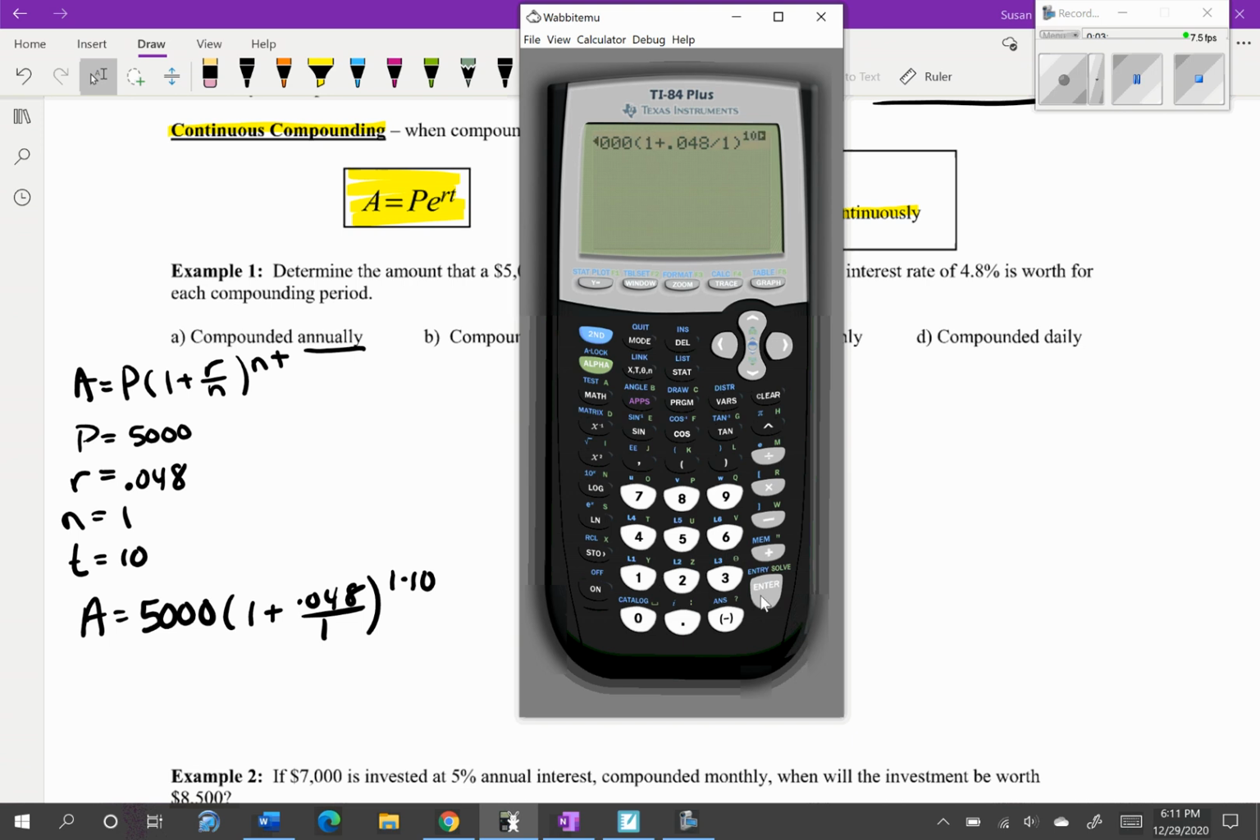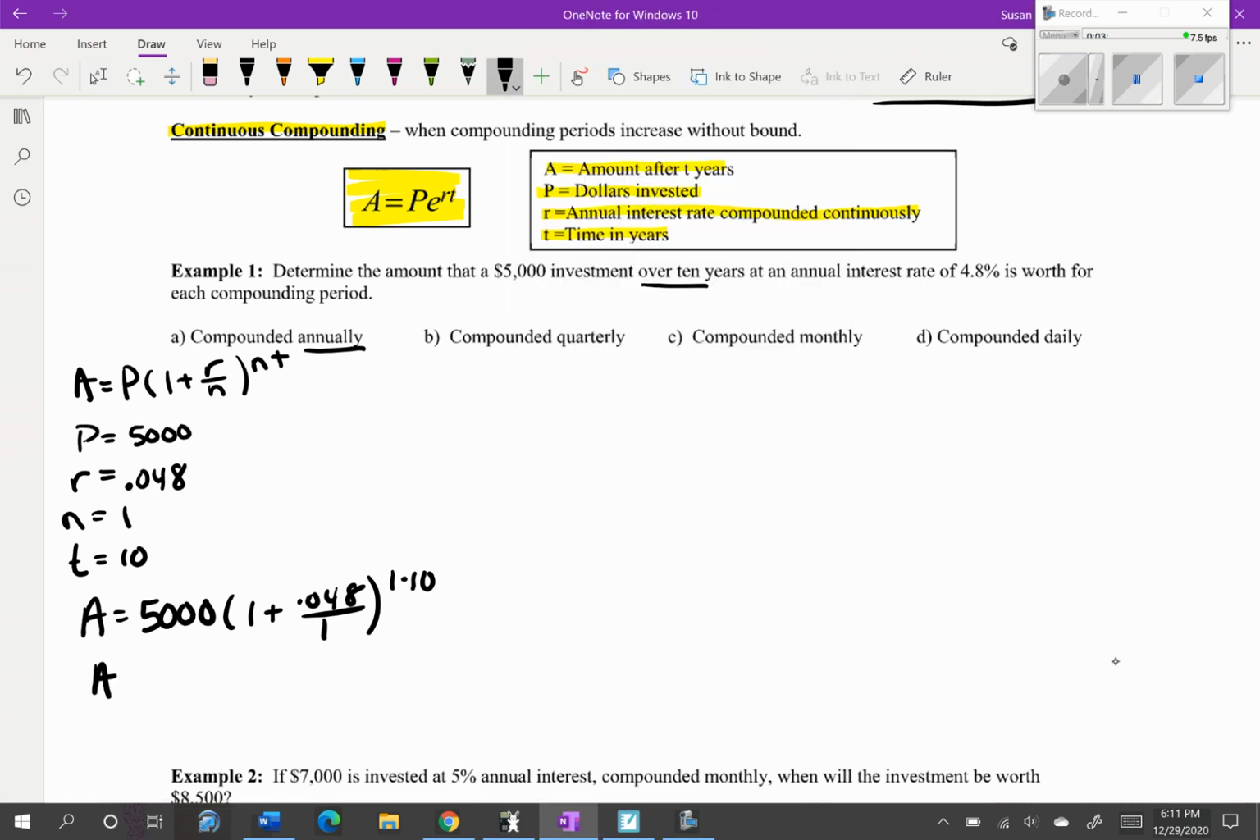And so when we plug this in, our first answer is $7,990.66. Since we're talking about dollars, we're going to round to the nearest hundredth. All right, so looking at the next one.